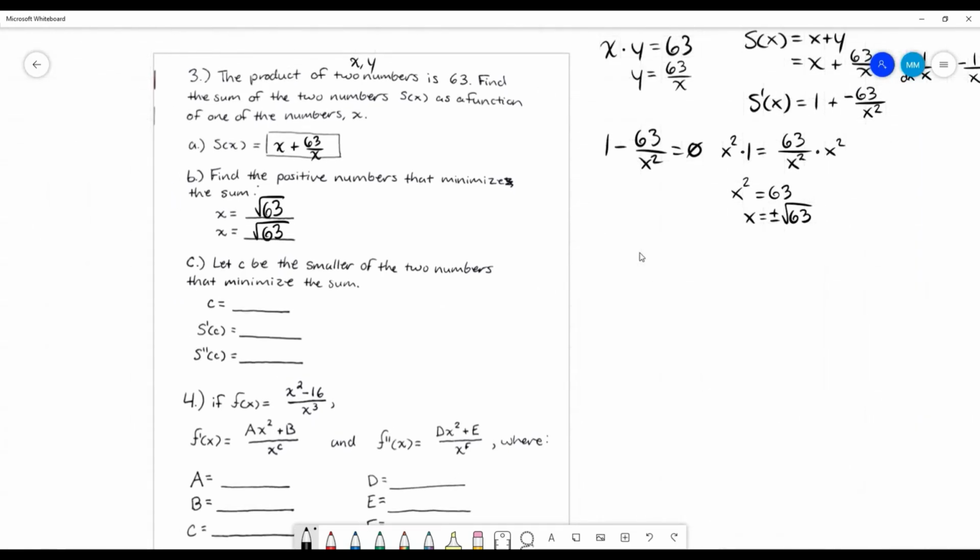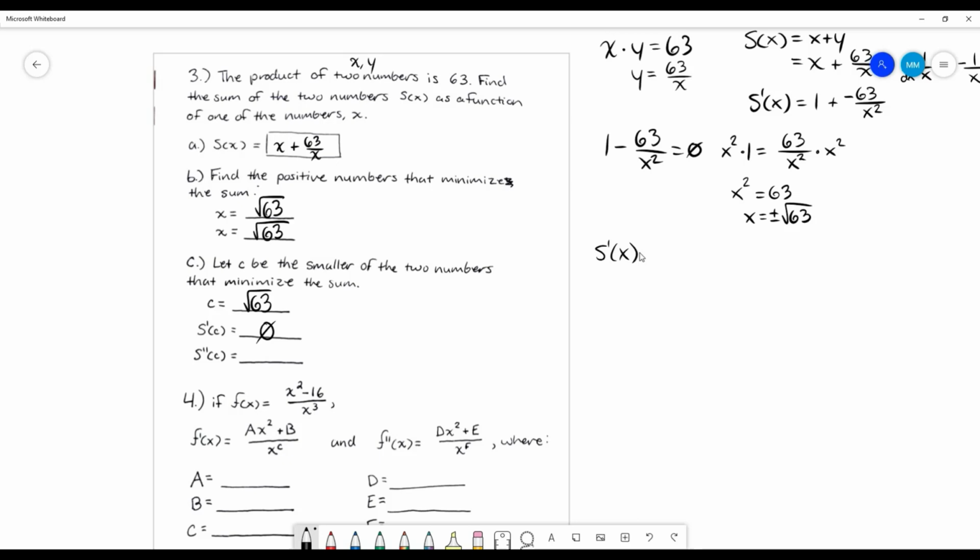Now we want to let C be the smaller of the two numbers and minimize the sum. In this case, it doesn't really matter because they are the same. But if you do have two different ones, then use that one. So c equals this. We know that the derivative of our function, when we plug that in, is going to equal 0 because that's how we found this number in the first place, right? But you can always just go plug that back in, double check. And then we want to find what the second derivative of this is when we plug in that c value.